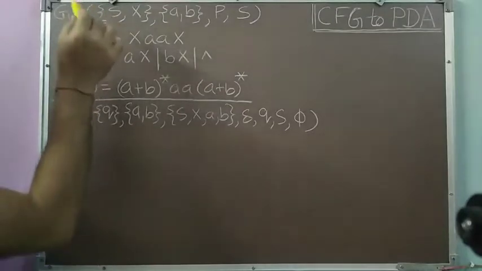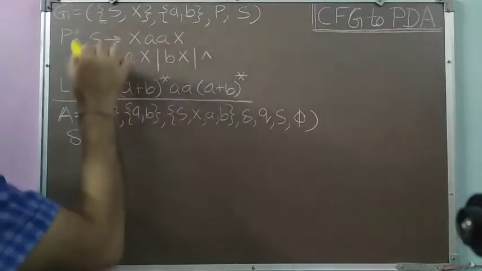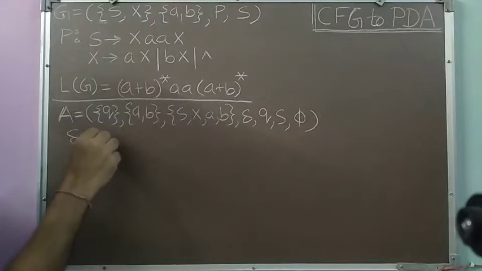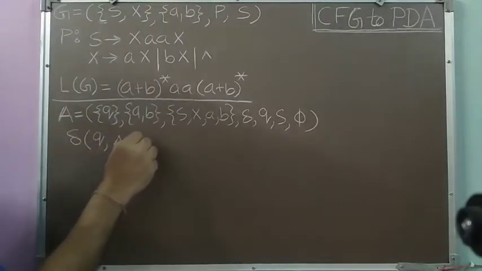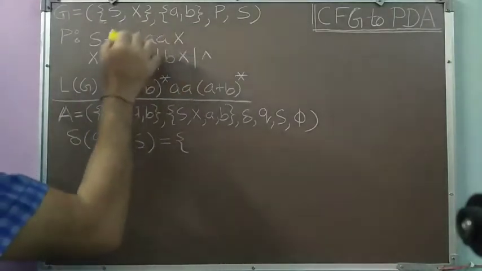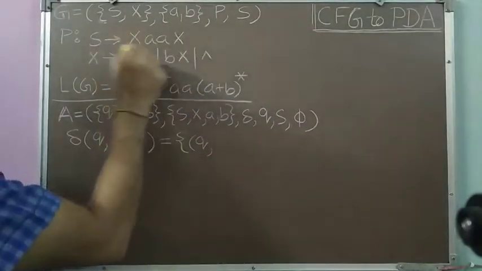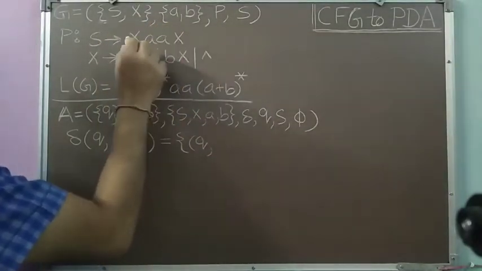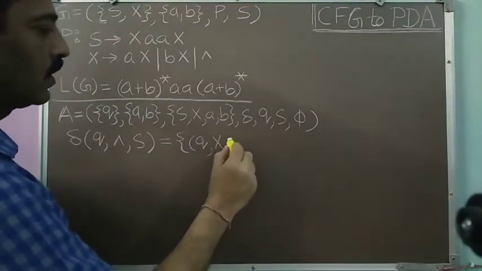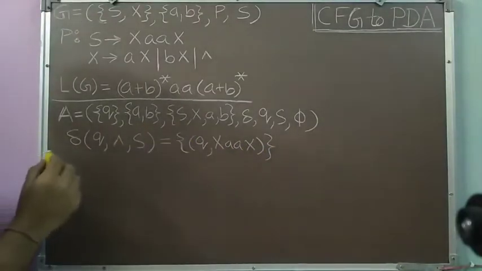delta. First of all, we will apply rule 1. For applying rule 1, we will look at the production set. So we look at the productions of S. One variable is S, so we will write the transition corresponding to this. So (q, null, S) we have to write. And here we will include the right hand side of the S production. There is only one S production, so the right hand side is this alpha. So I will include this alpha. So it is (q, XaaX). So this will be this particular transition.